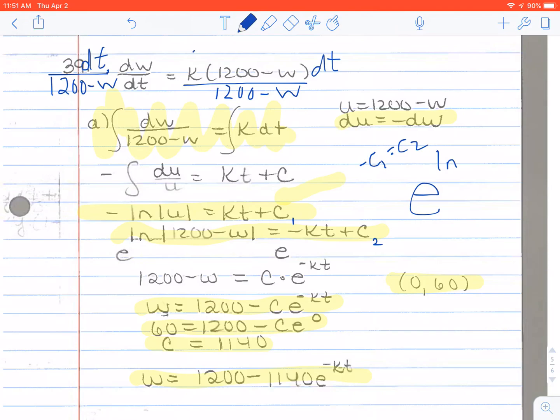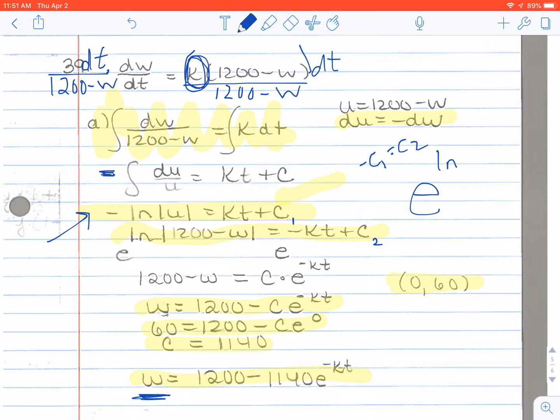So you want to think about this whole thing being multiplied by dt. So divide by 1200 minus w, multiply both sides by dt. Any scalar, keep away from what you're solving for. So we're solving for w, so we'll put that k on the other side. When we do a little u substitution, we have to balance with a negative, and we're going to get to this point: negative ln absolute value of u equals kt plus c.